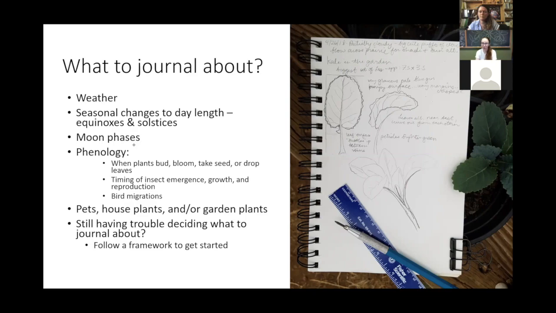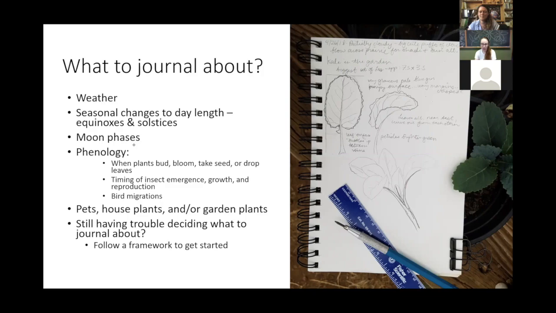pets, your garden plants. This example here, I was journaling about some kale that I was growing. And you'll notice in the picture that there are some clips on that notebook. And if you are journaling outside in a windy place, that can be very useful.